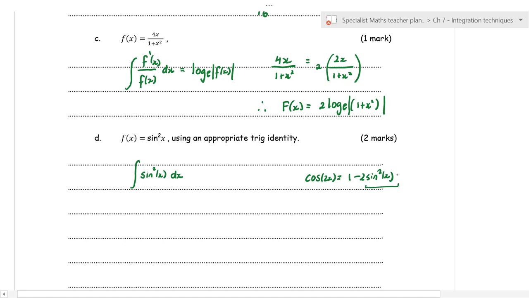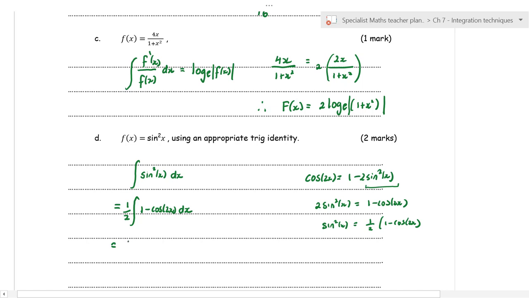So what I'm going to do is get 2 sine squared x over to the other side. 2 sine squared x is equal to 1 minus cos 2x. And then sine squared x is equal to a half of 1 minus cos 2x. Now I've done that, I can clearly say with an equal sign that this is equal to, bringing my half out the front, the integral of 1 minus cos 2x dx. And we can simply solve that using the formula sheet now, can't we? Just a very simple calculation now.